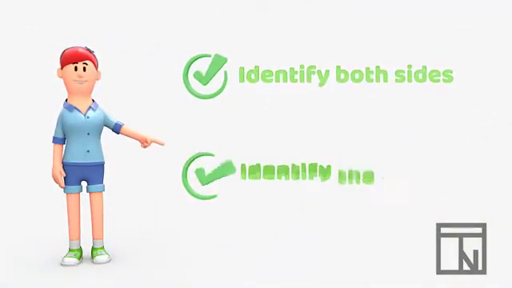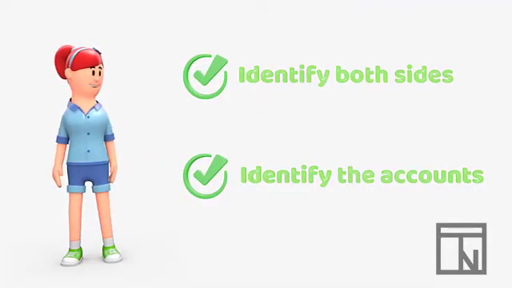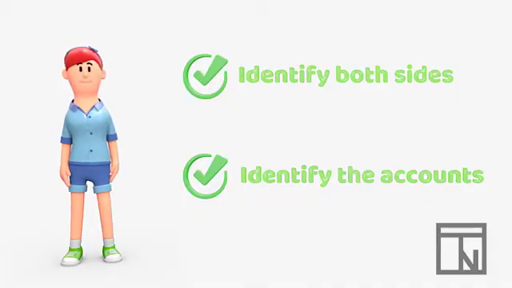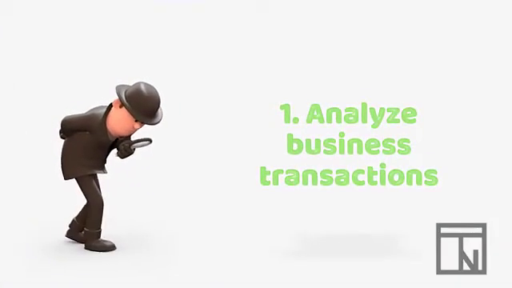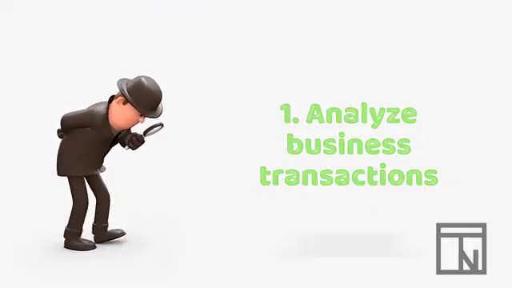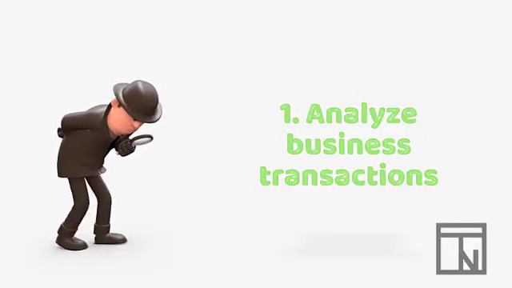A good accountant needs to be able to look at a transaction and identify both sides of the transaction, the benefit and the sacrifice, and also identify which accounts are affected by each side. This detective work is the analysis represented in step one of the accounting cycle and the first step that prepares us to record the transaction in the accounting system.